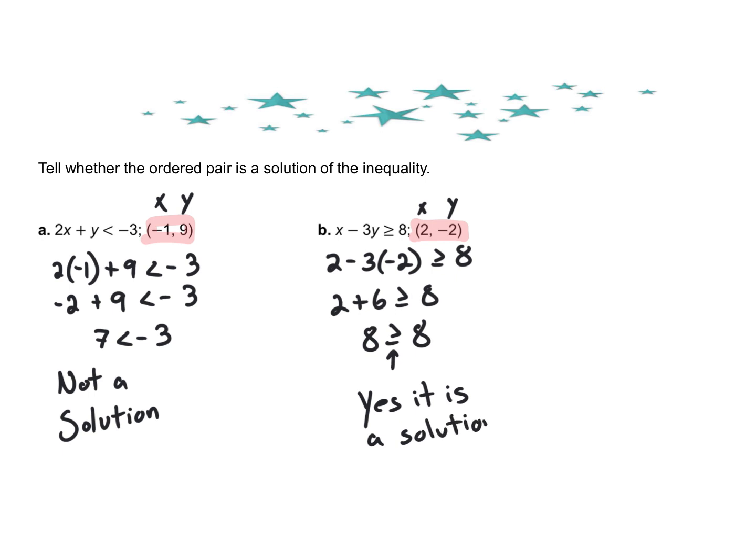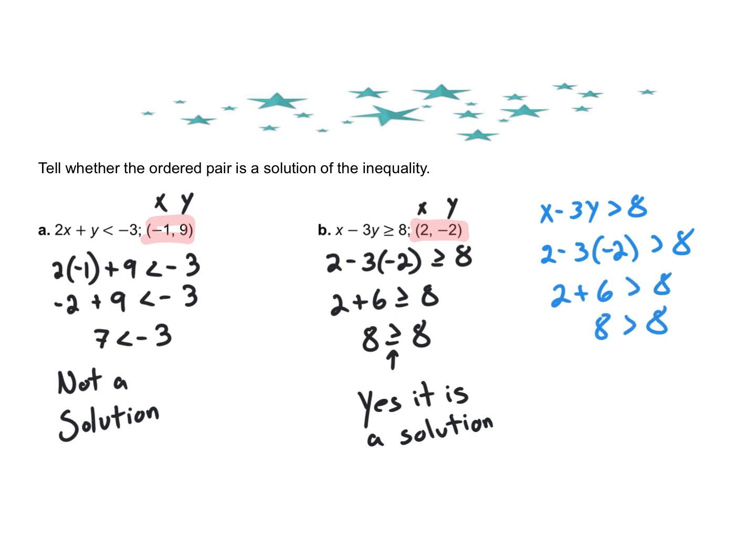Just so you guys see how it would look if it's not a solution, let's write this exact equation, but without the equal to at the bottom. We're going to plug in the exact same ordered pair. So we get 2 minus 3 times negative 2 is greater than 8. 2 plus 6 is greater than 8. We get 8 is greater than 8.